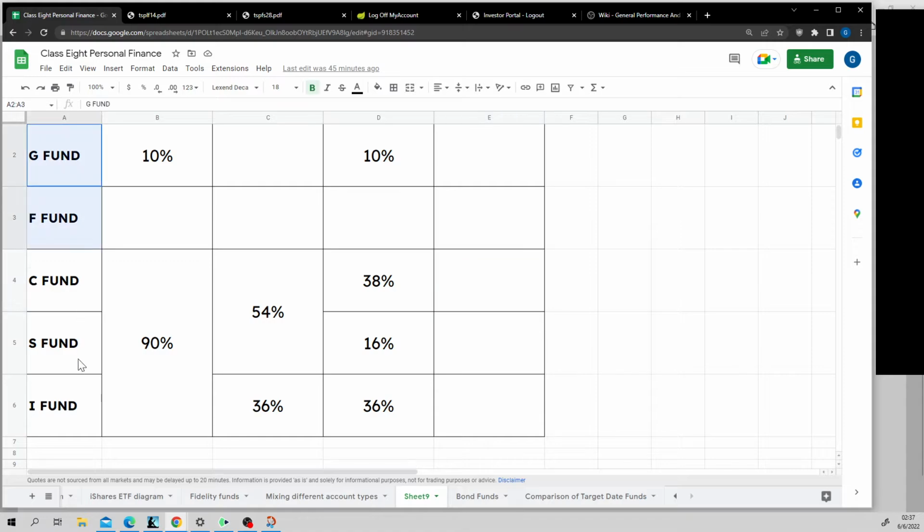So you've got these 5 funds here. You have the G fund, F fund, C fund, S fund, and I fund. For this example, I pretended that I'm 30 years old. I'm actually 37. And I went with the age minus 20 rule for the bonds. So 30 minus 20 here is 10%. 10% bonds, 90% stocks. Then I split out the stocks 60-40. 60% of 90% is 54%. 40% of 90% is 36%.